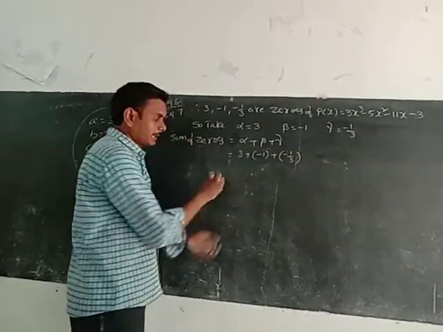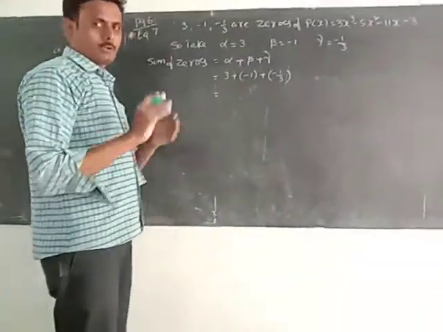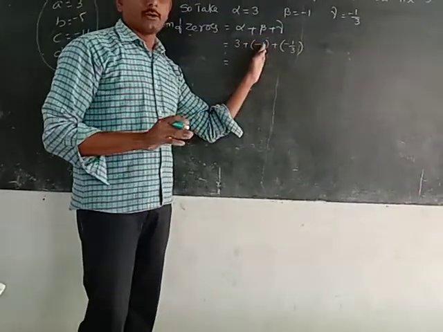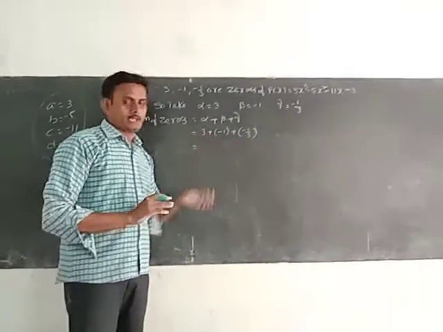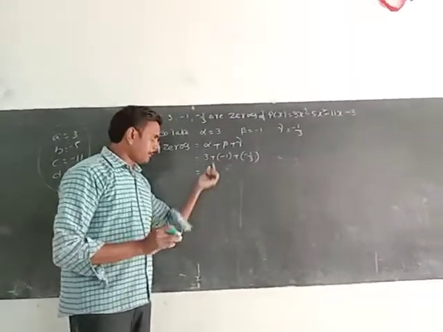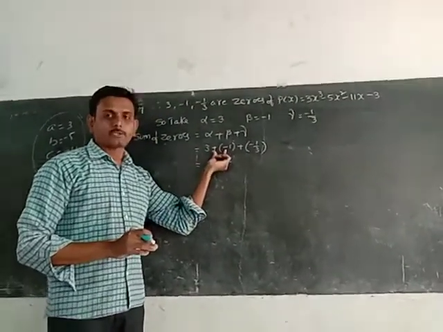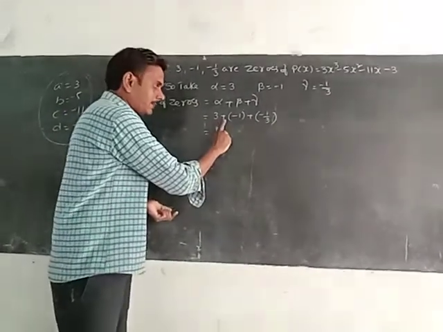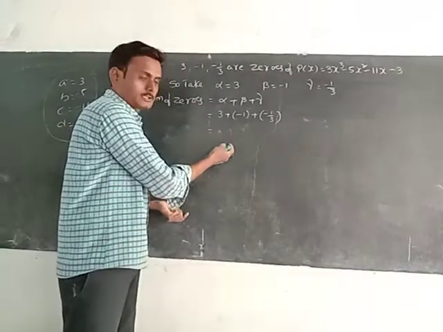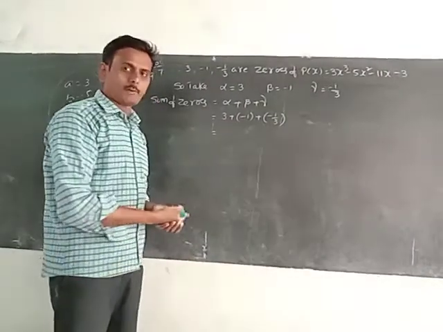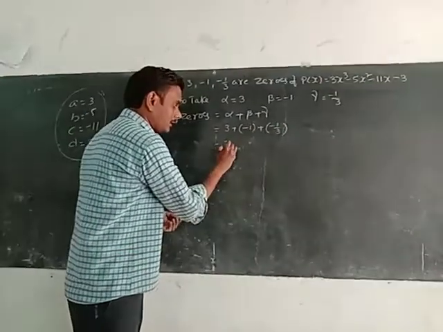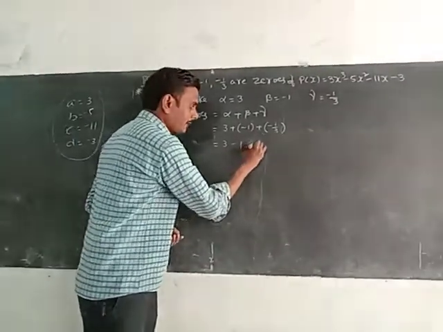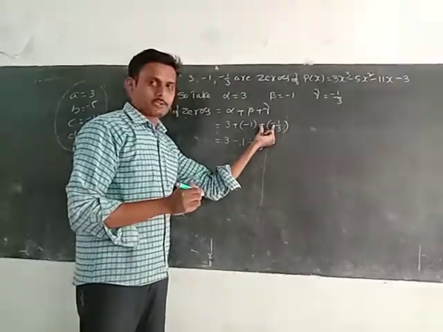By removing the bracket, we will get one thing. Remember, when removing the bracket, if the sign outside and the sign inside are opposite, we get minus; if they are the same, we get plus. Here plus and minus are opposite, so we get minus. So 3 minus 1, minus 1 by 3. Opposite sign here also, minus 1 by 3.